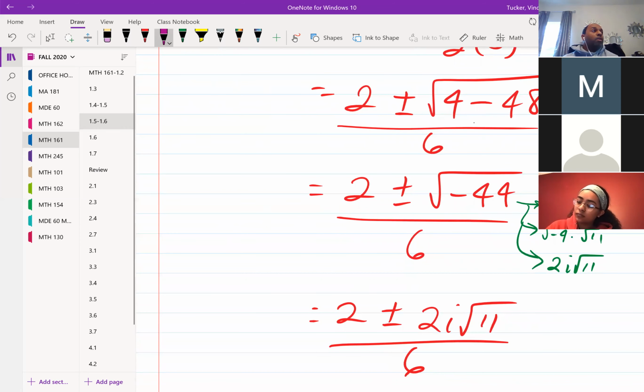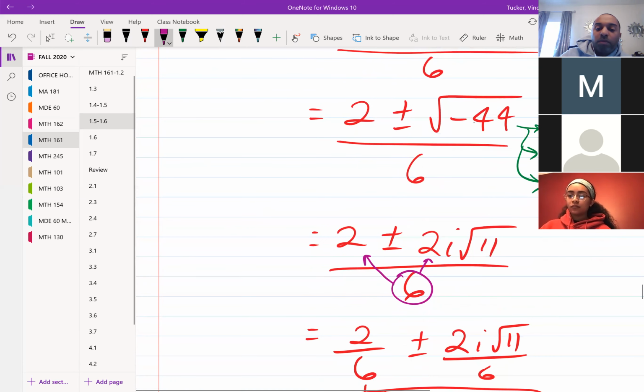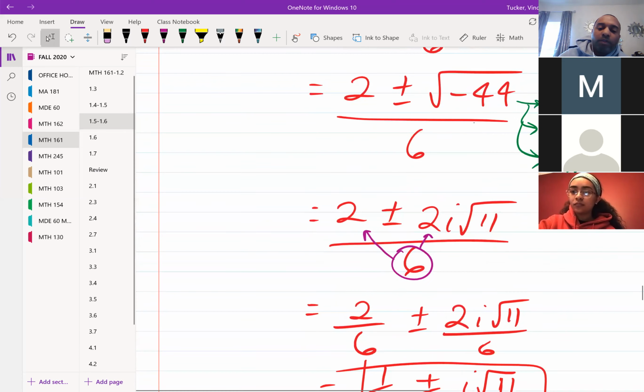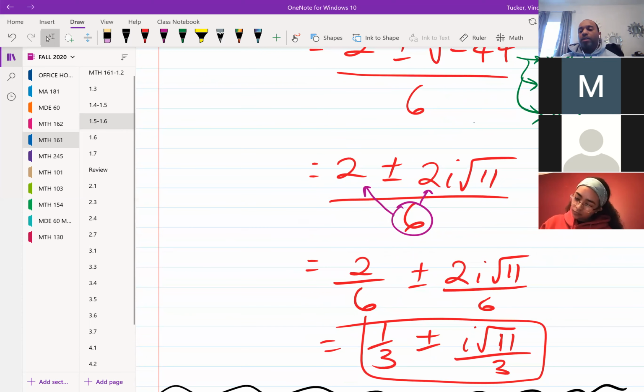So to finish it off, we see that we have a real part and an imaginary part, so we would look to break it apart. But even if we didn't, both terms have 2 in the numerator, and we have a 6 in the denominator, so that can be reduced anyway. So that'll be 2 over 6 plus or minus 2i square root 11 over 6. And that will reduce to 1/3 plus or minus i square root 11 over 3.